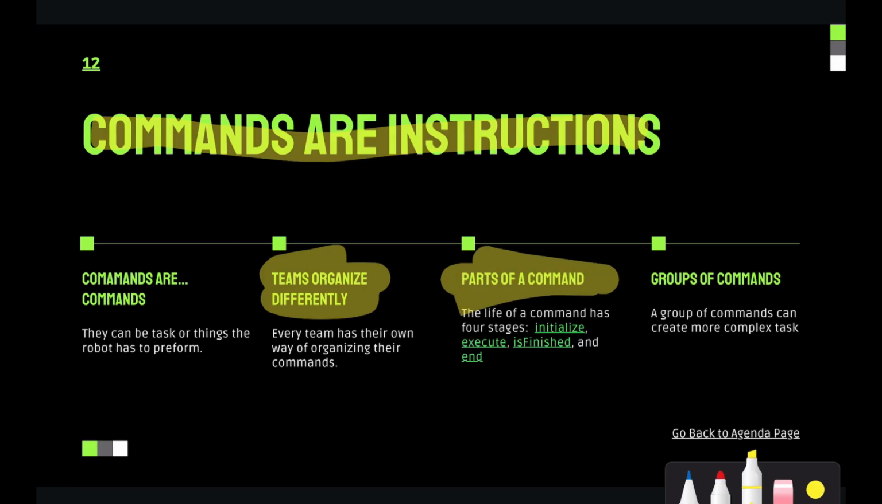Of course, even though these teams have many differences, parts of the commands will always be the same. A command has four stages: initialization, execution, and then end. And then you have the isFinished function here. That's going to be always checking to see if you reached your goal. And the last thing you've got to know is groups of commands. They're called command composition, and you can use multiple of these commands and combine them into one command, and that would help you accomplish more complex tasks.